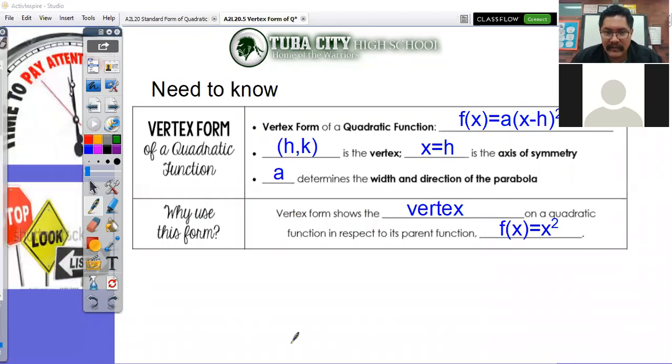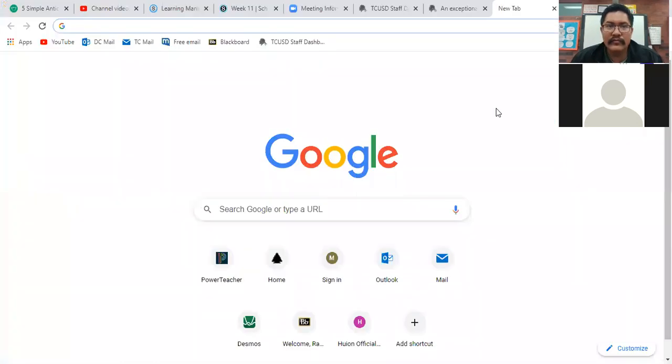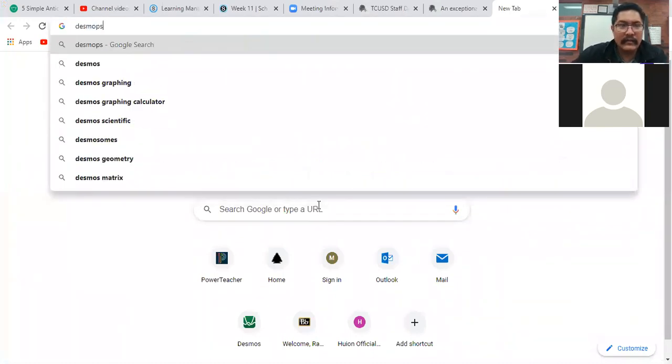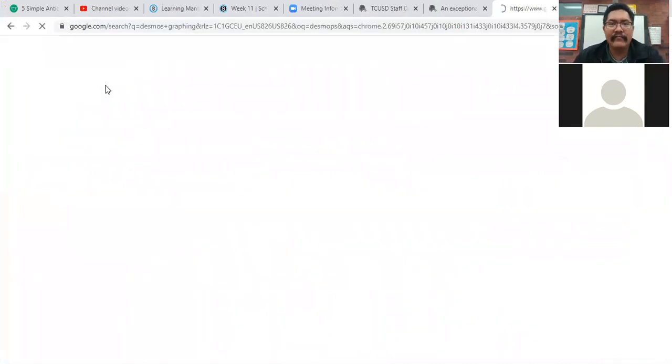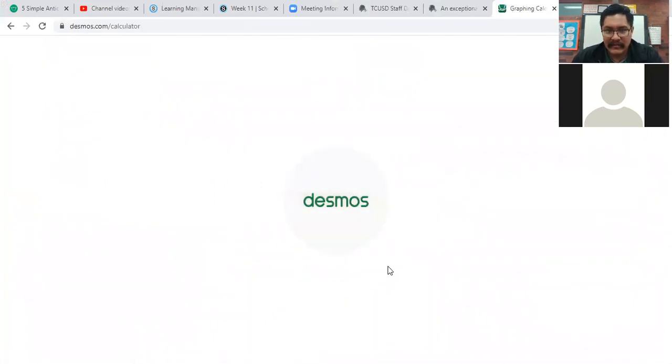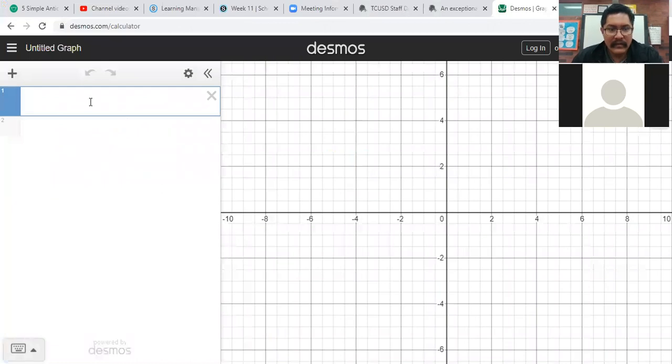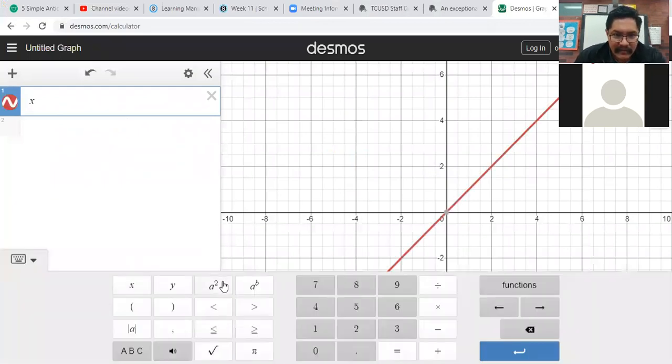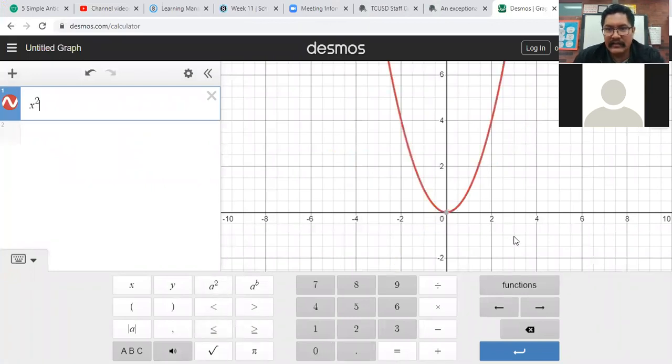Let me go ahead and move over to here. I'm just going to type in what I want. So click on Desmos, and we have x squared. Let me type in the square, which is this button here. And that is the parent function. That is the most basic form of the function.